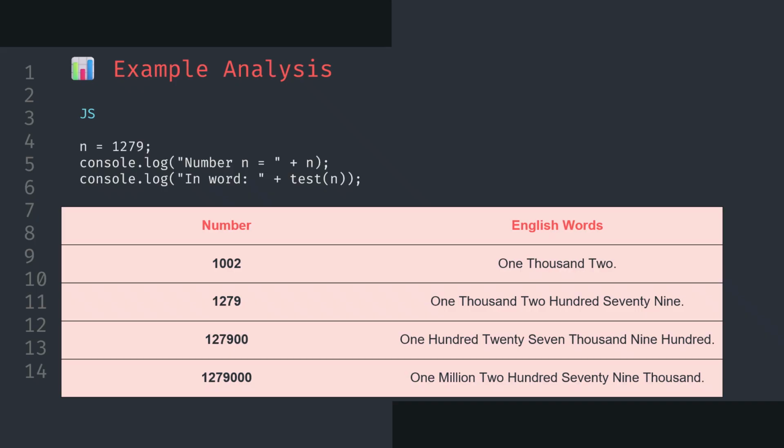Let's analyze some examples. Notice how each number is split into chunks. For instance, 1,279,000 splits into 1,000,000 plus 279,000. Each chunk is processed using the same logic as smaller numbers. This consistency is what makes the code elegant and easy to understand.